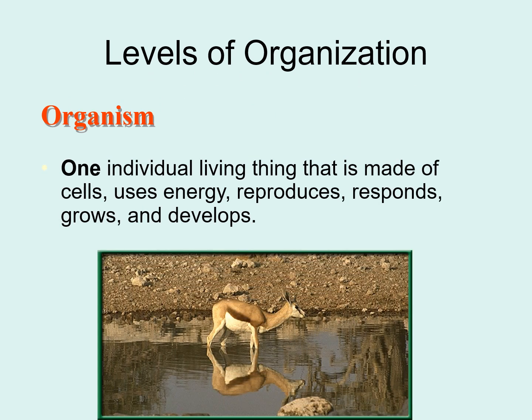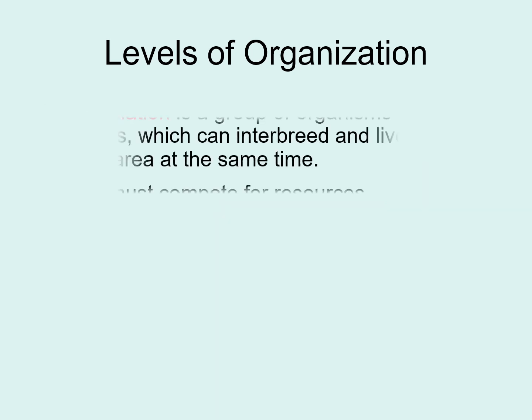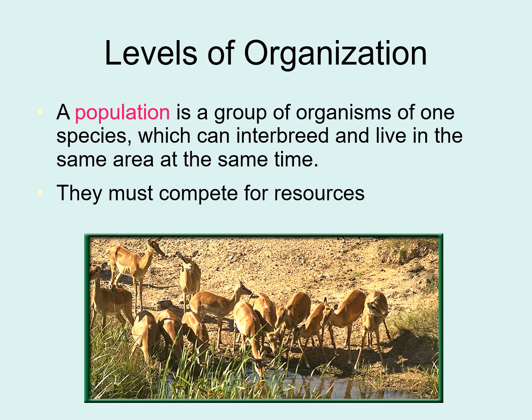So we are just going to look back at something that, again, you've probably talked about. When we look at ecosystems, we look at what we call levels of organization. And we start with an organism. An organism is just one living thing. So for example, we have this one gazelle or antelope-like creature. So that's one organism.